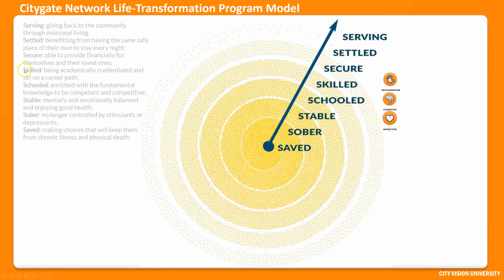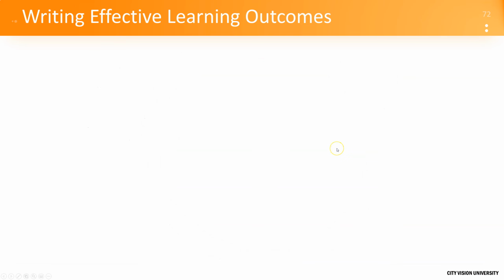And then the skilled is being academically credentialed and on a career path. Now, that's going to not just be psychomotor, but it's probably going to integrate multiple of those. And then the idea is, if you can get all three of these, then you're going to get these other things. You're going to get a job, you're going to get people in a house, and they'll be able to give back to the community.